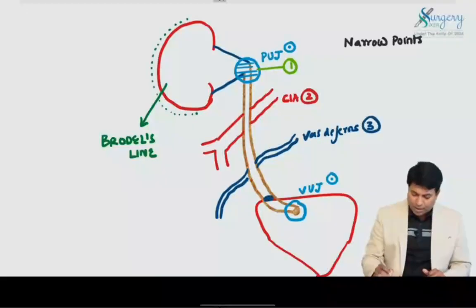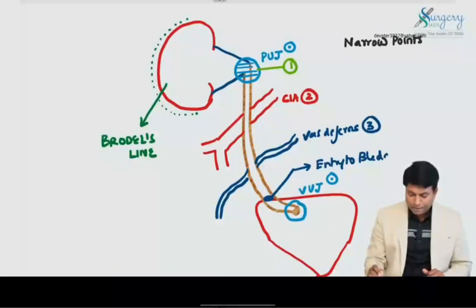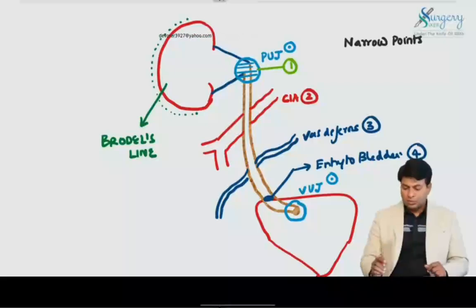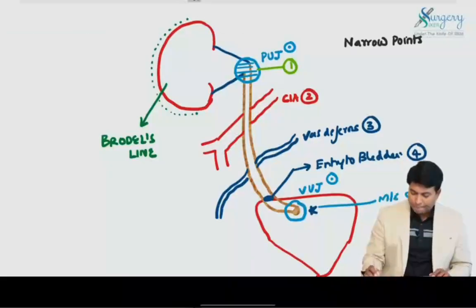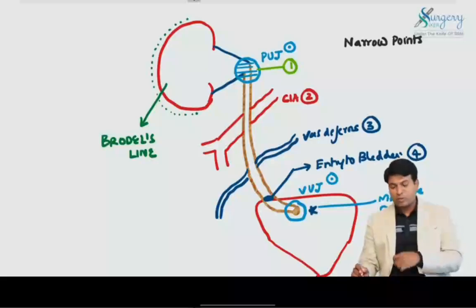The fourth narrowest part is at the point of entry into the bladder. The fifth one is the vesico-ureteric junction. The most common site of stone obstruction in the ureter is VUJ. Please don't forget these points.